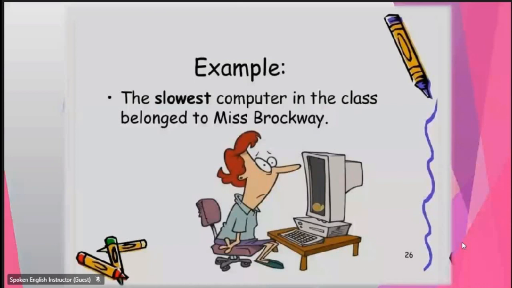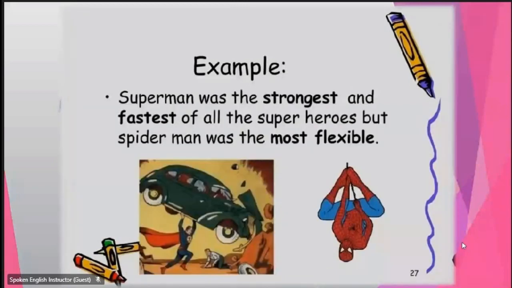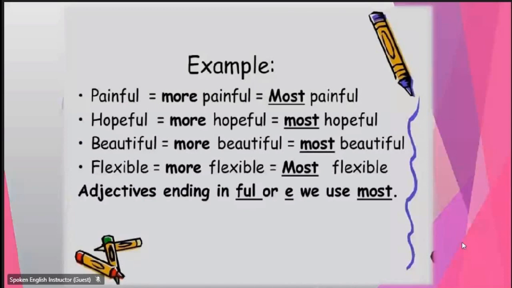The slowest computer in the class belonged to Miss Brockway. So I'm sorry for Miss Brockway that she has the slowest computer. Another example says Spider-Man or Superman was the strongest and fastest of all the superheroes. But Spider-Man was the most flexible. Okay, Spider-Man is also one of my most favorite cartoon characters from when I was a kid.